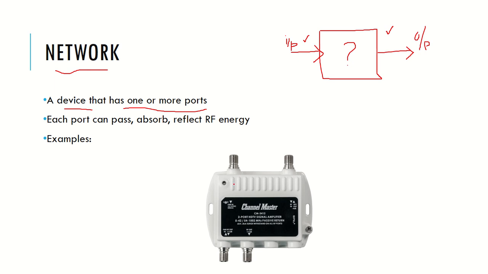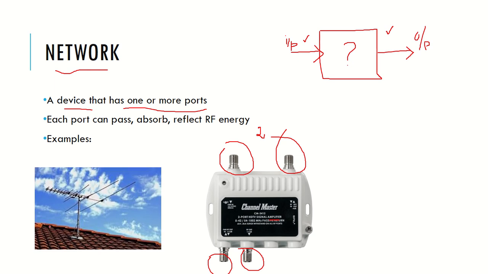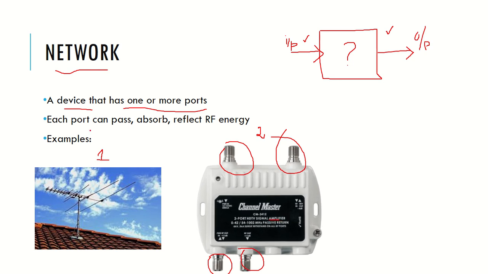So this is an amplifier actually. You can see it here. This is an example of an amplifier. It has two ports at the input side and two ports at the output side. So this is an example of a two-port network. This is an example of an antenna we have seen at the rooftops of homes. So antenna is an example of a one-port network because it gets signal from one side and it transmits wirelessly to the receiver at the other side. So this is an example that comes under one-port network.